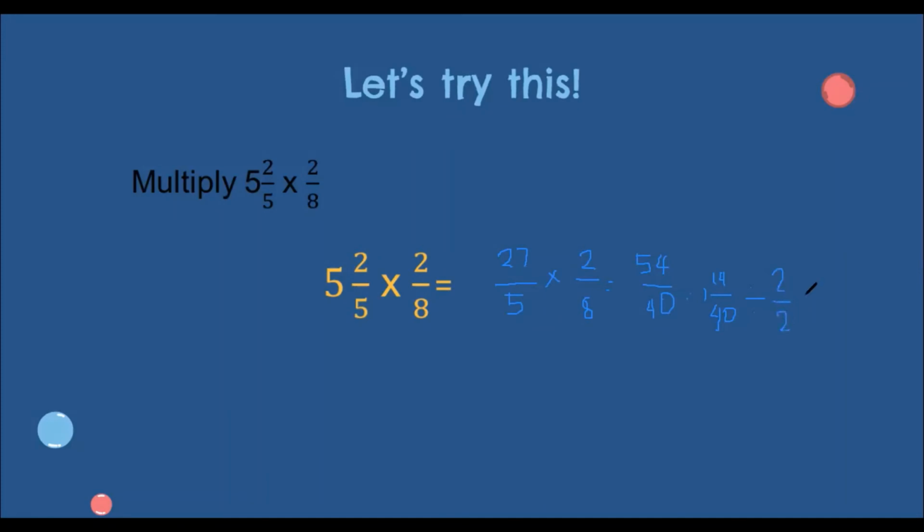14 divided by 2, that is 7. And 40 divided by 2, that is 20. And don't forget to copy our whole number here, whole number 1. So for our final answer, we have 1 and 7 over 20.